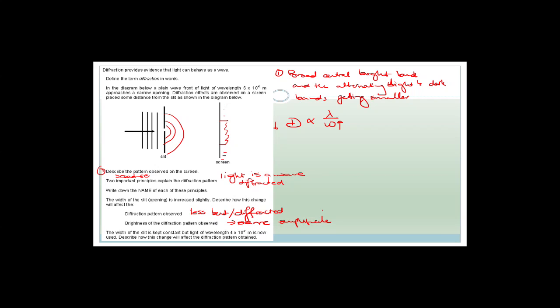Okay, so what did we say? We said that diffraction is directly proportional to the wavelength. And what has happened to this wavelength? We've gone from 6 times 10 to the negative 7 to 4 times 10 to the negative 7. So do you agree that the wavelength has gone down? So what does that tell us about the diffraction pattern? The diffraction pattern is going to be less bent, less diffracted, so it's going to be more of a straight edge going around the circle.